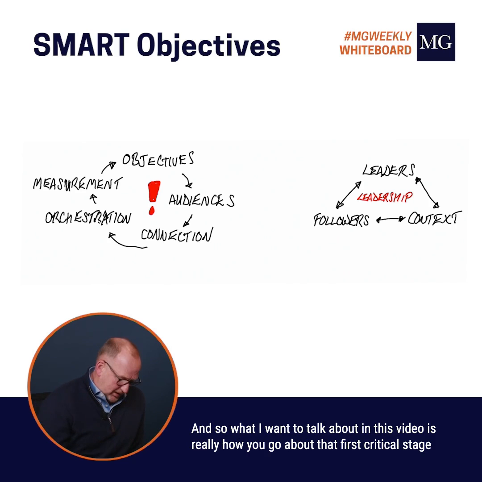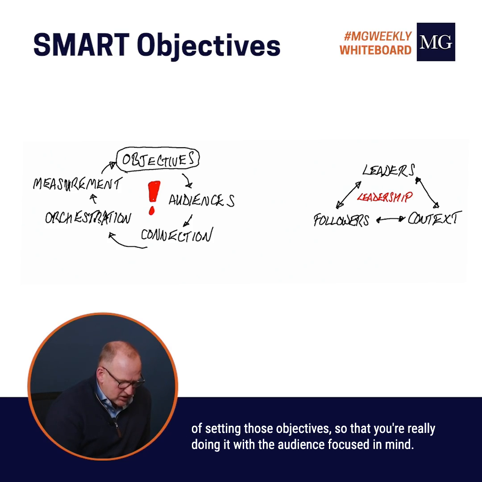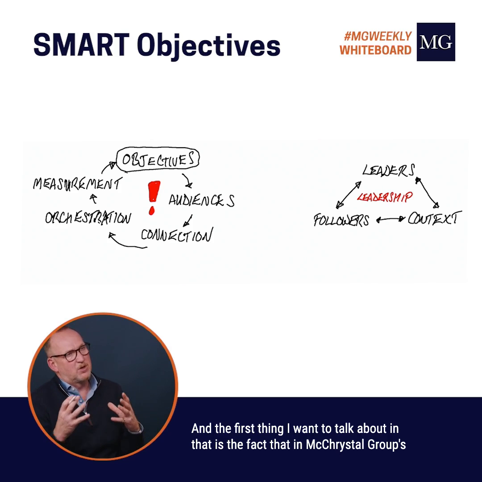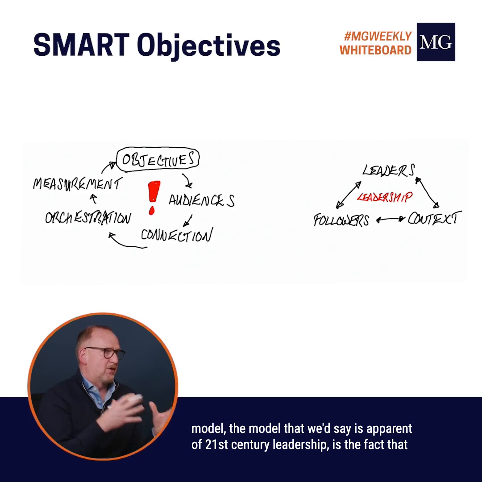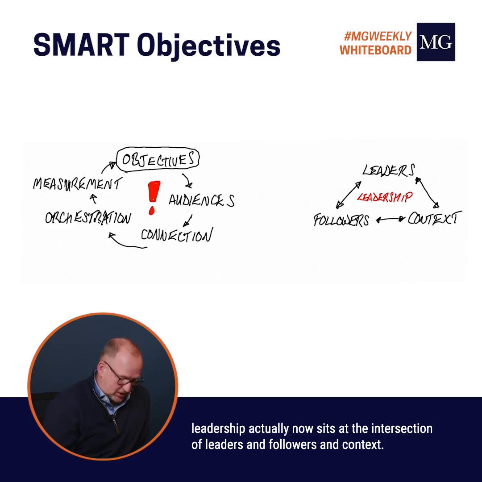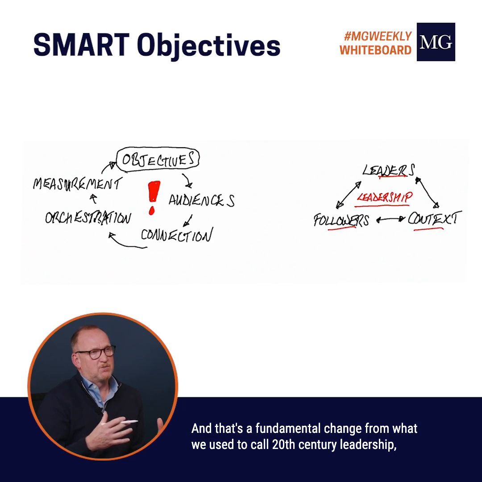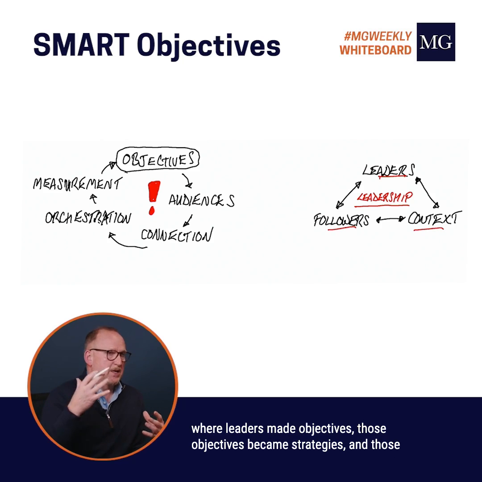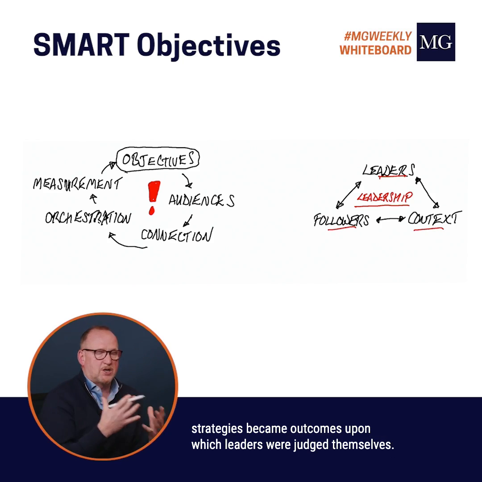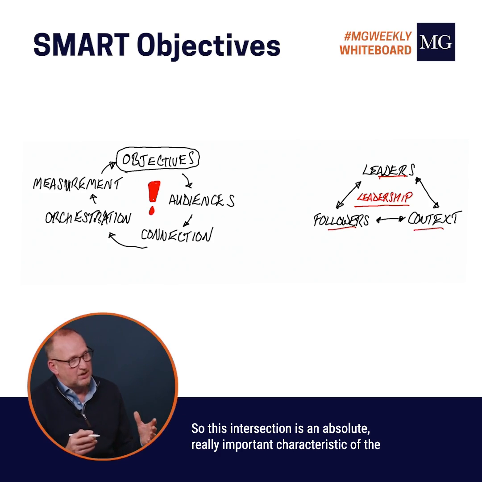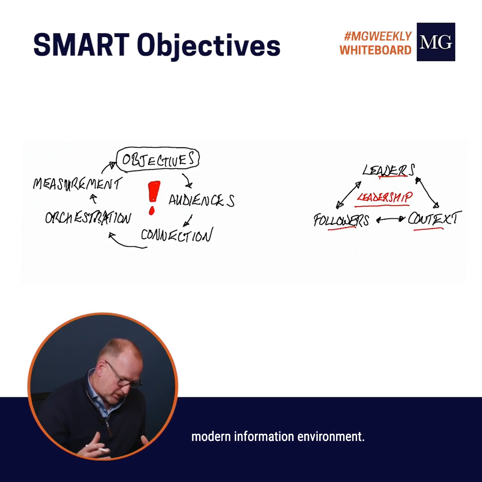And so what I want to talk about in this video is really how you go about that first critical stage of setting those objectives so that you're really doing it with the audience in mind. And the first thing I want to talk about is the fact that in McChrystal Group's model, the model that we say is a parent of 21st century leadership, leadership actually now sits at the intersection of leaders and followers and context. And that's a fundamental change from what we used to call 20th century leadership, where leaders made objectives, those objectives became strategies, and those strategies became outcomes upon which leaders were judged themselves. So this intersection is an absolutely important characteristic of the modern information environment.